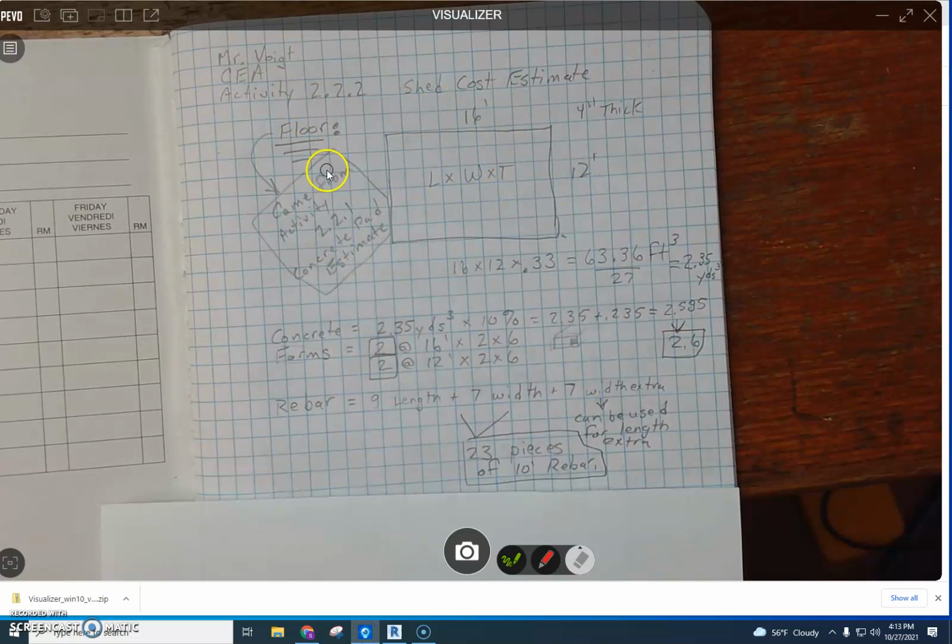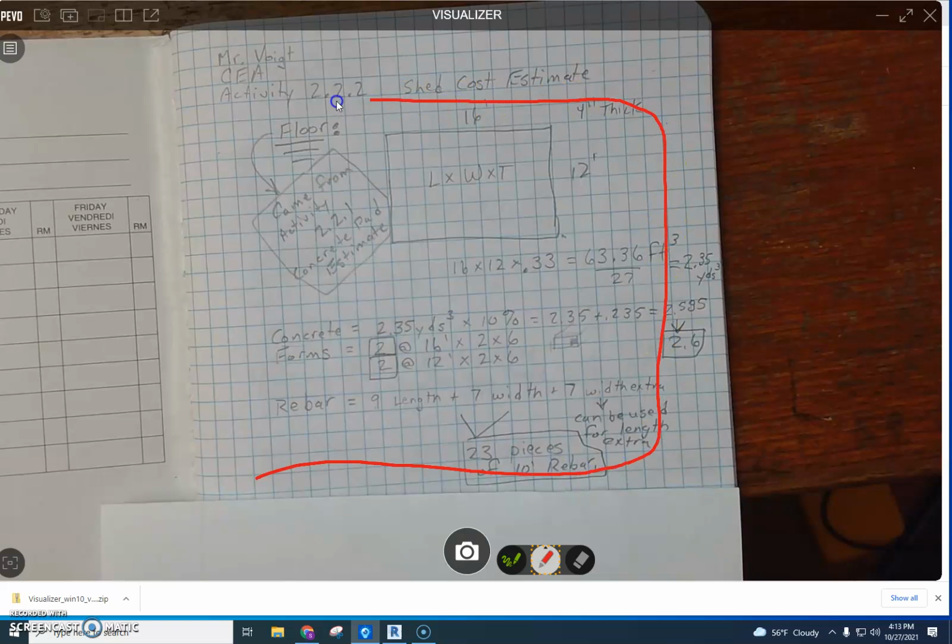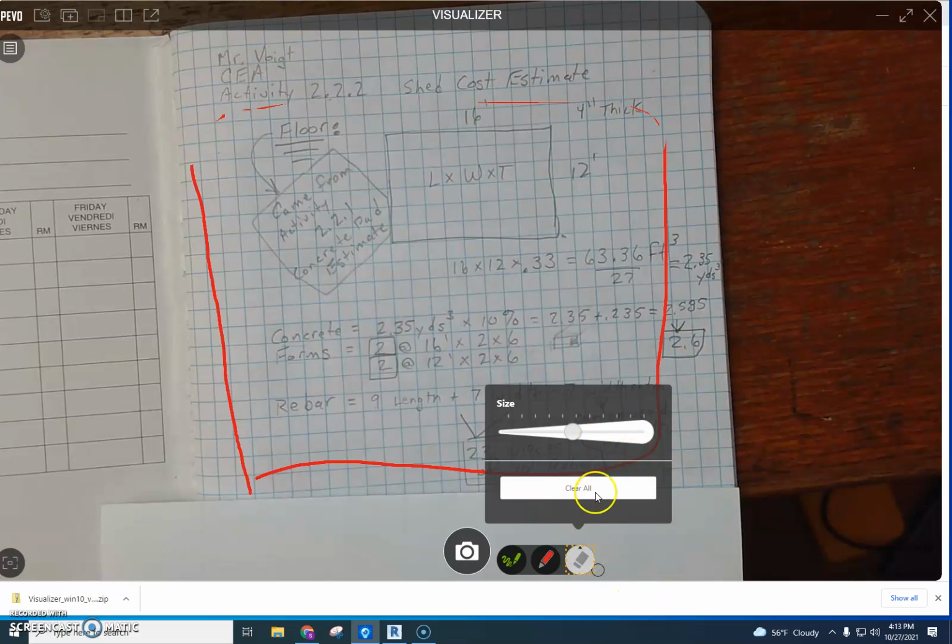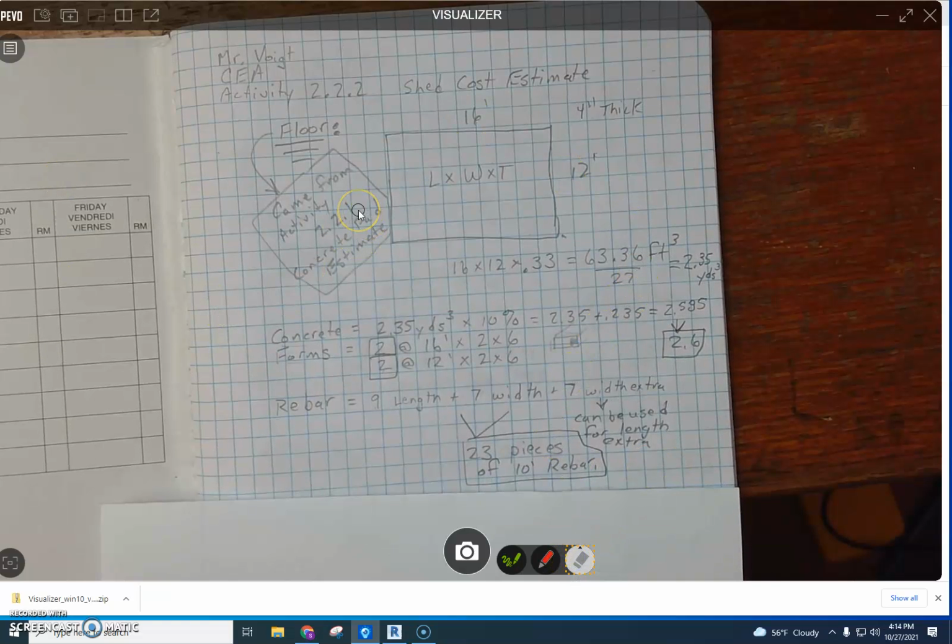Okay. So this is this part right here. This part right here comes from activity 2.2.1, which we did together in class. The rest of this is going to be activity 2.2.2, which is going to be estimating the rest of the things on that spreadsheet.